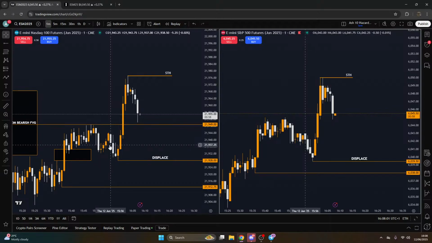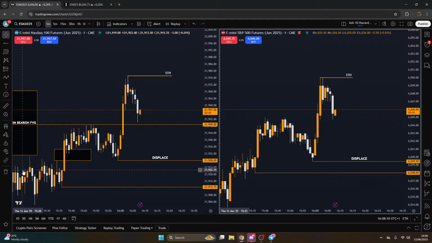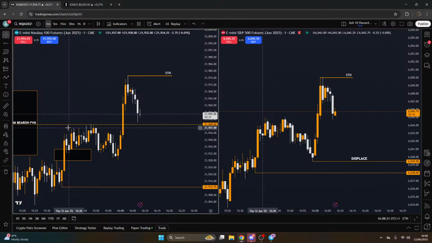So there is a displacement on ES here, but there's no displacement on NQ. And there's no mitigation either. No mitigation, no breaker to be paired with this gap, if there is one. So not a chance I'm taking it. It needs to build a bit more structure. If price moves exactly how I want it to, we'll get a setup in this before the end of macro. But if it doesn't, then we're going to be waiting for the PM session, which is 6:45, 7:15.